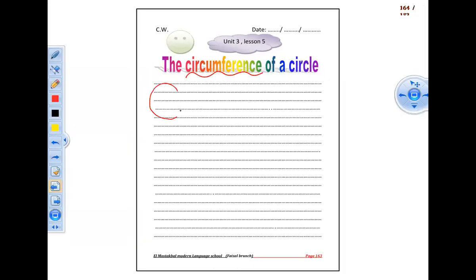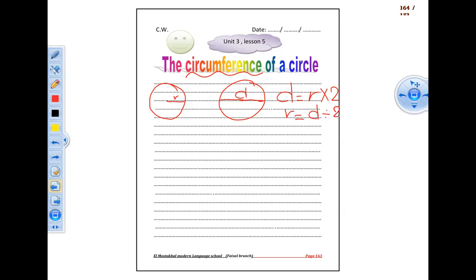We have here a circle. We must remember this distance is called the radius. If we have another circle like this, all of this distance is called the diameter. We know that diameter equals radius times 2. And if we want to get the radius, then radius equals diameter divided by 2.